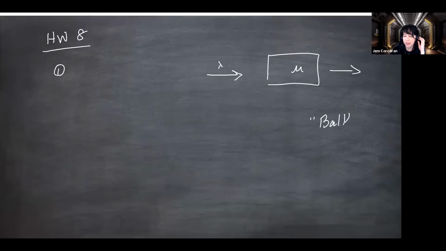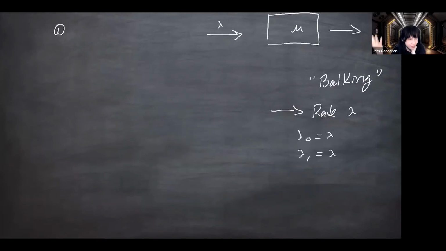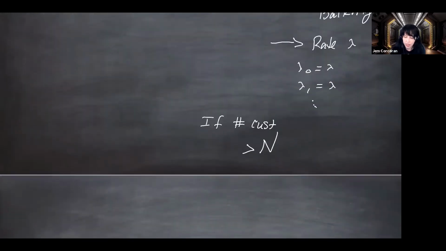I mentioned the idea of balking in the past, and that would be something like this. The input process has rate lambda. If there are 0 people in the system, the rate until the next arrival or birth is lambda. If there is 1 person in the system, the rate until the next arrival or birth is lambda. But if I have balking, then if the number of customers in the system is greater than some fixed n, people are going to start leaving with some probability. Let's say that's a probability p.